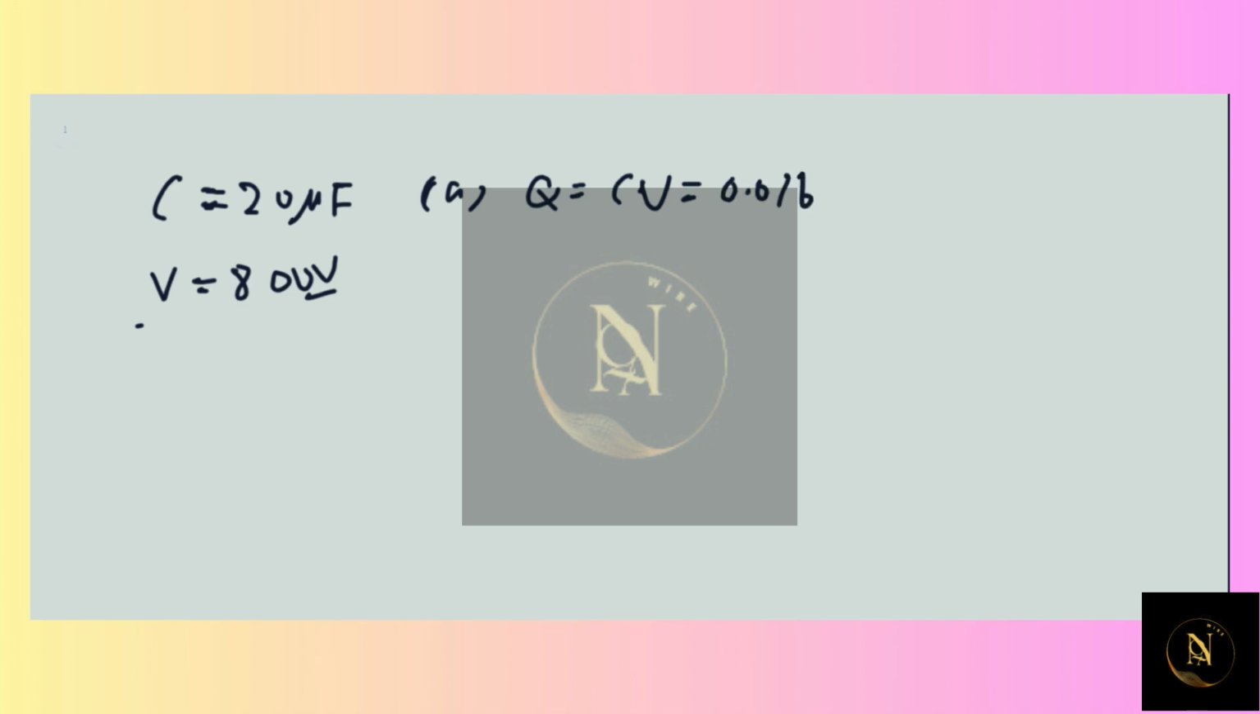All right, so in this problem, initially we have a capacitor whose capacitance is 20 microfarads. So C is 20 microfarads. And we also know that the initial potential difference is 800 volts. Okay. So in part A, we can determine the charge stored on the capacitor. So Q equals C times V, right? So this gives you 0.016 coulombs.